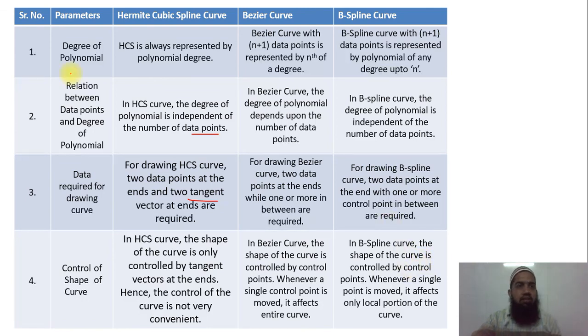So these are a few parameters of Bezier curves, Hermite cubic spline curves, and B-spline curves. You must remember them, as we have already studied in the last slide also. This is the end of the first module.